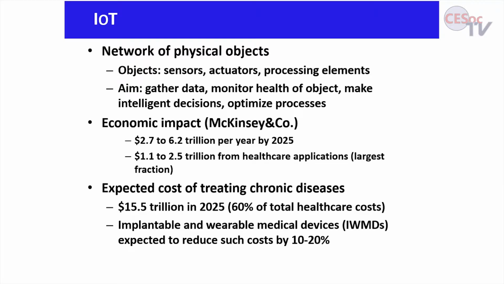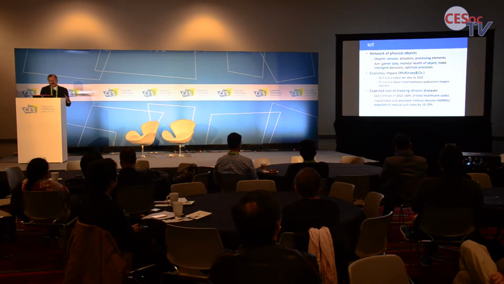Another way of looking at it is that out of the 100 trillion, about 25 trillion will go to healthcare, and 60% of that will go to chronic conditions. And these wearable medical sensors and devices are expected to cut the costs by 10 to 20%, which again comes to between $1 and $3 trillion.